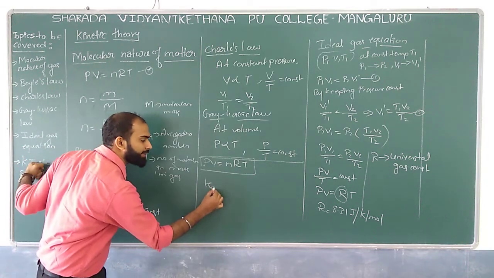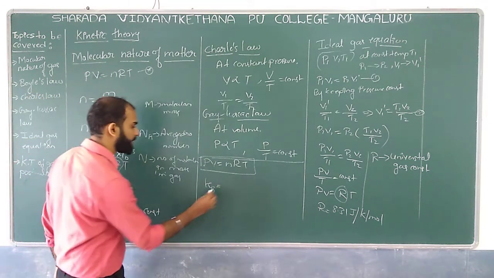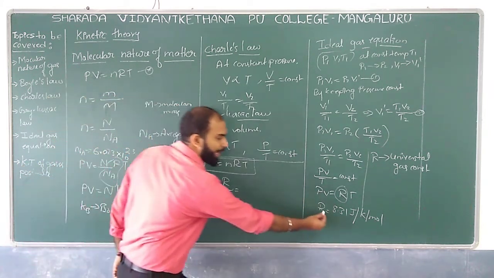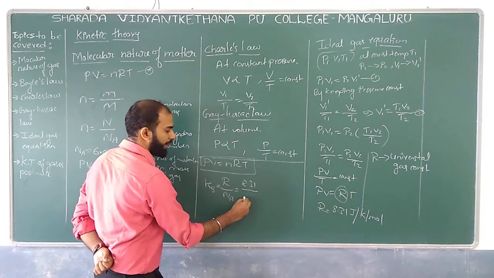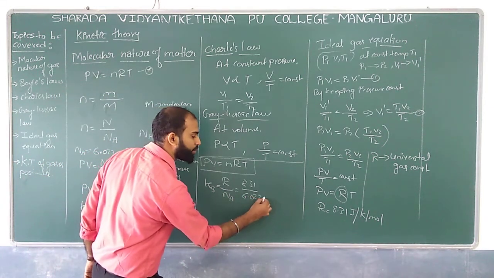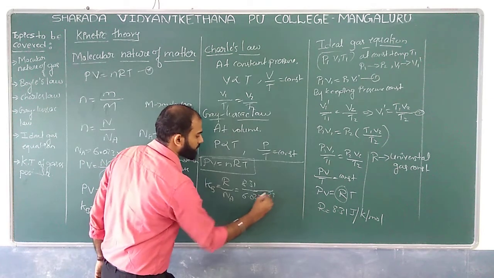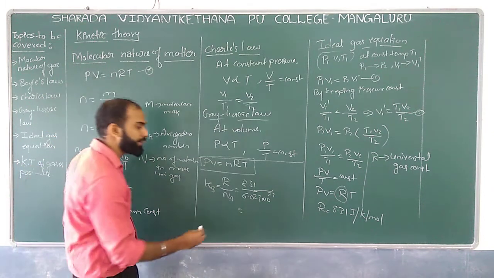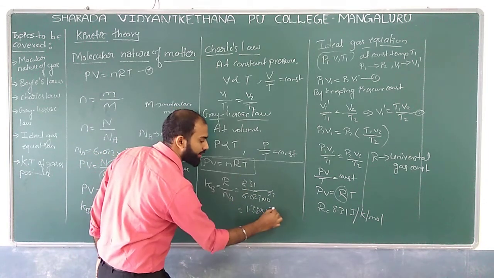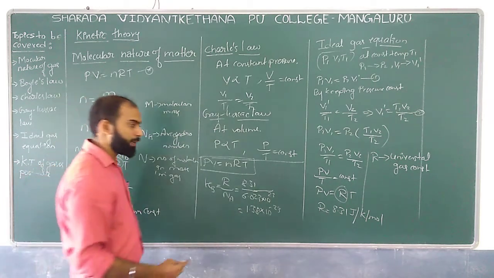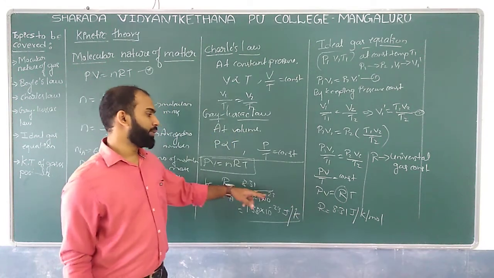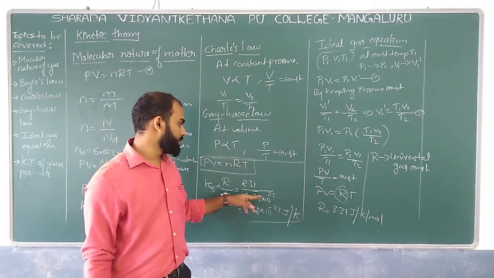The Boltzmann constant Kb is equal to R by Na. What is the R value we have over here? R is nothing but 8.31, divided by the Avogadro number, which is 6.023 into 10 to the power 23. So altogether we can expect around 1.38 into 10 to the power minus 23. What would be the unit? That is nothing but joule per Kelvin. How joule per Kelvin? Because 8.31 is in joule per Kelvin per mole, and Avogadro number is this.